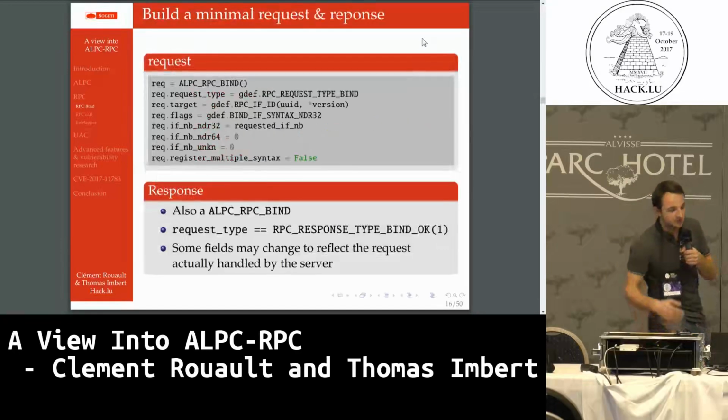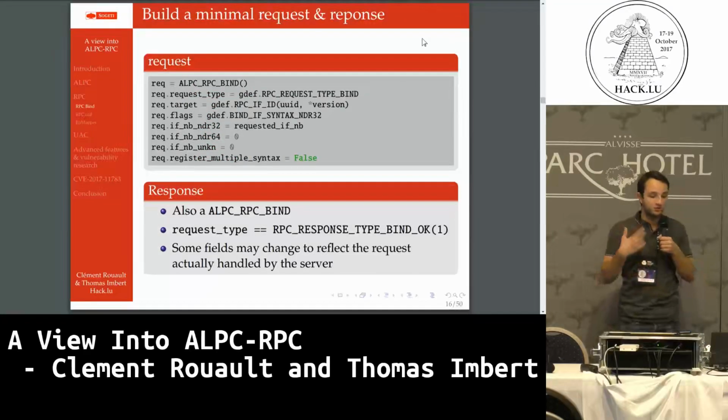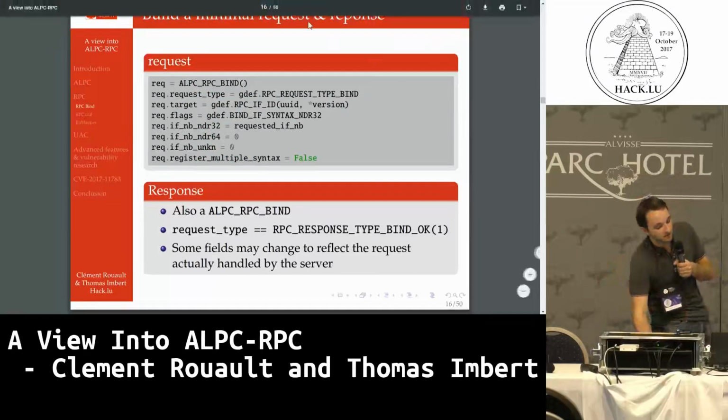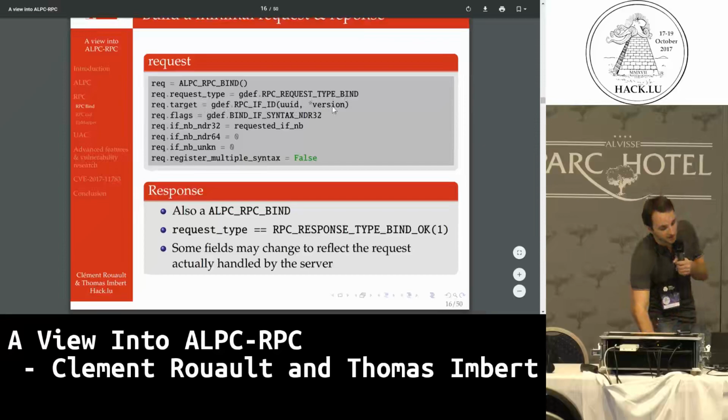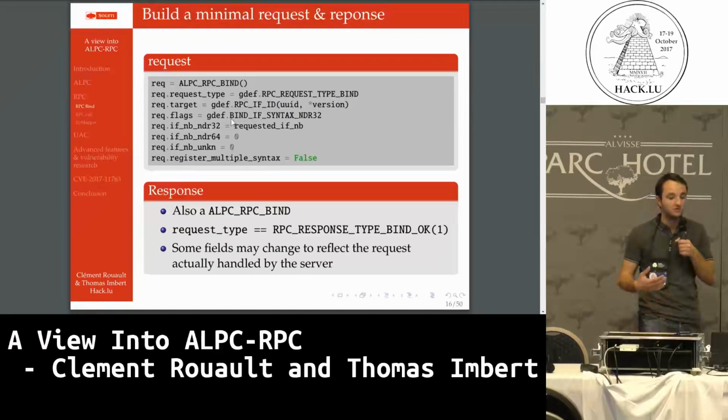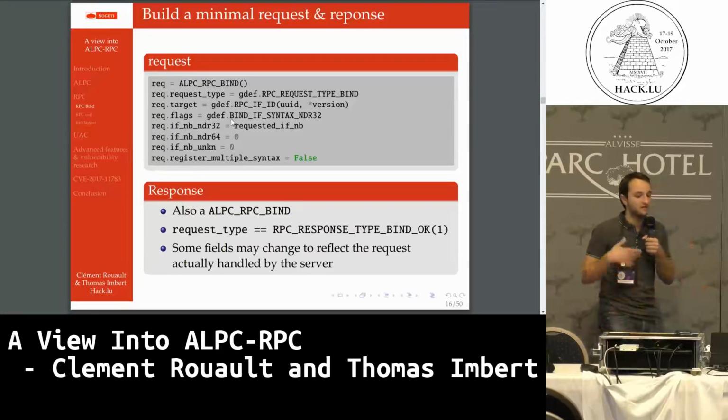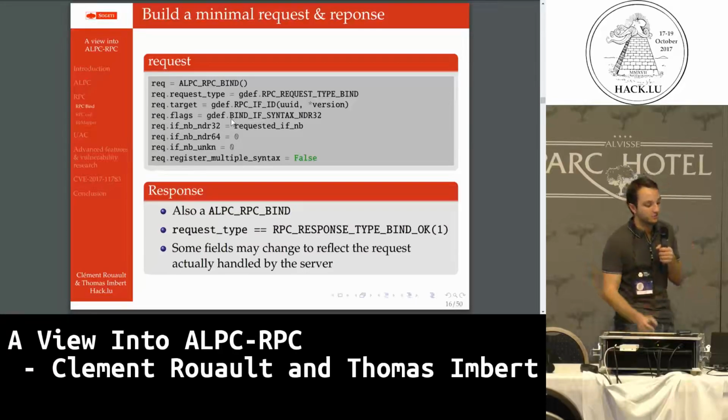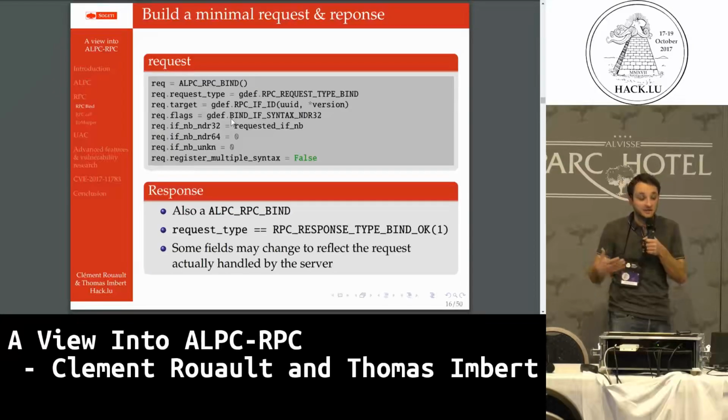To build a minimal request is quite simple indeed. You have to craft an ALPC RPC bind request of type RPC request bind. The target will be the unique ID of your interface and the version of your interface. The flag, for example, will be to bind using NDR32, and the request ID is put in the interface ID for the NDR32, and you put whatever you want to use as interface ID.